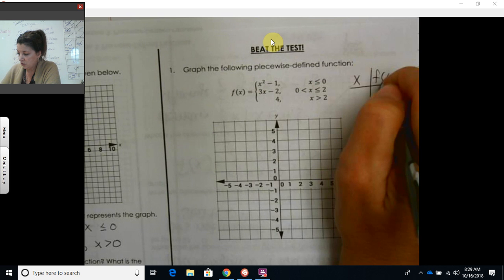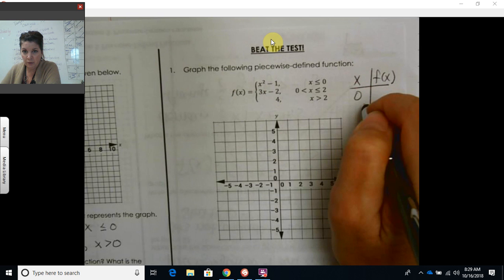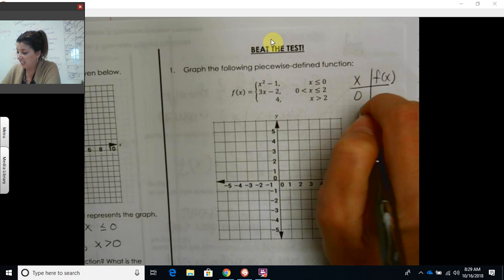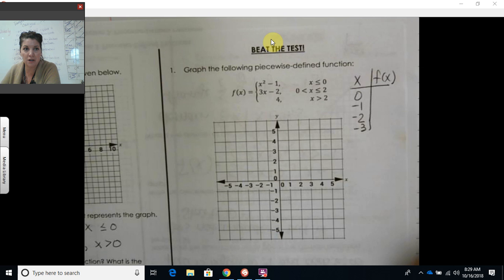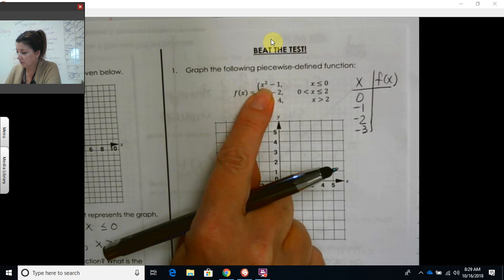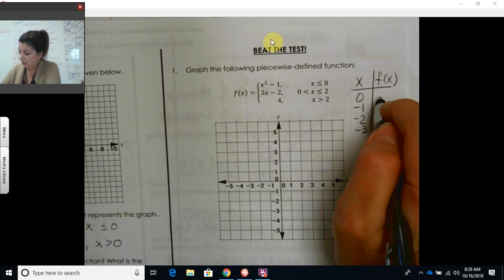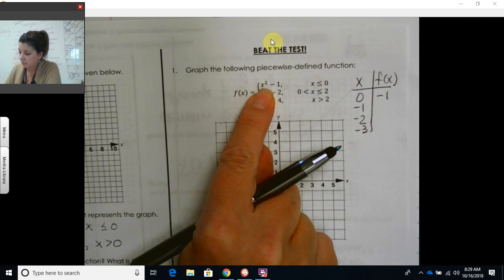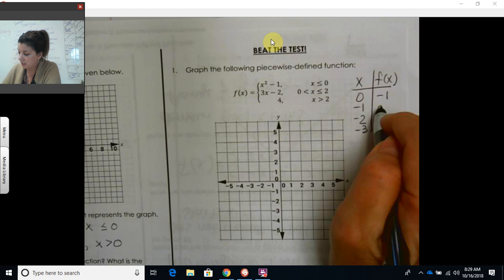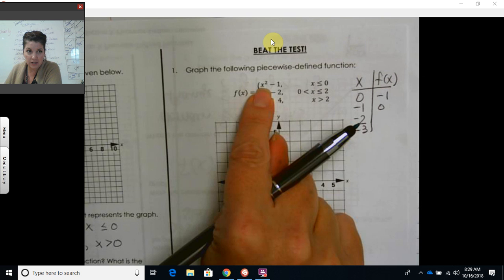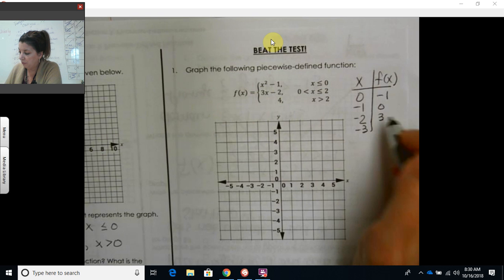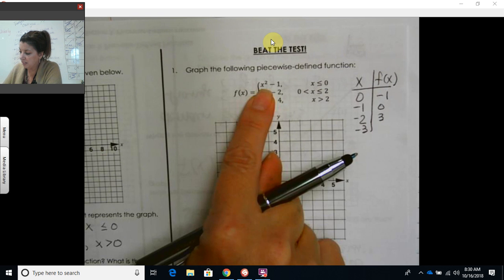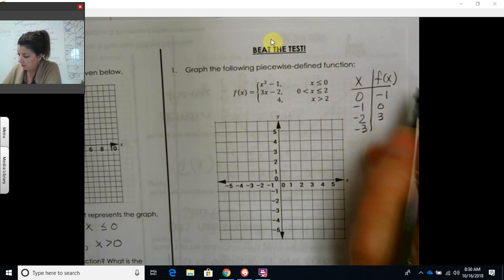So I'm definitely going to use 0 is my starting point, -1, -2, -3, and I'll go from there. So 0 squared is 0 minus 1, -1. -1 quantity squared, +1 minus 1 is 0. -2 quantity squared. 4 minus 1 is 3. -3 quantity squared. 9 minus 1 is, alright, so let's see what we have.